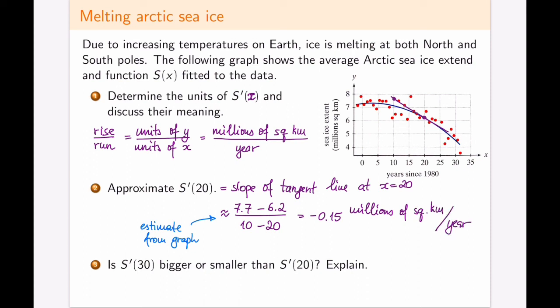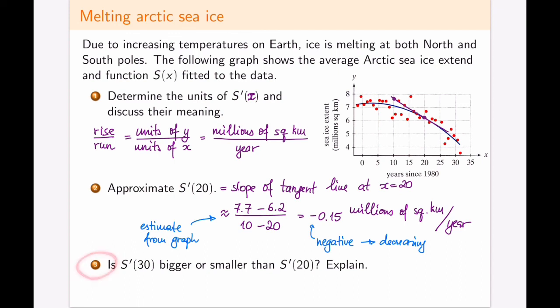So notice that this number is negative, and we expect it to be negative because my tangent line clearly here has a negative slope. Negative units means that the function is decreasing. So that, in our interpretation, means it is decreasing with time, and in particular, 20 years after 1980, so in year 2000, it's decreasing at the rate of minus 0.15 millions of square kilometers per year. Okay? In fact, watch out. If you got a positive number here, you knew you made a mistake somewhere because the tangent line is clearly negative, and therefore the slope has to be negative as well.